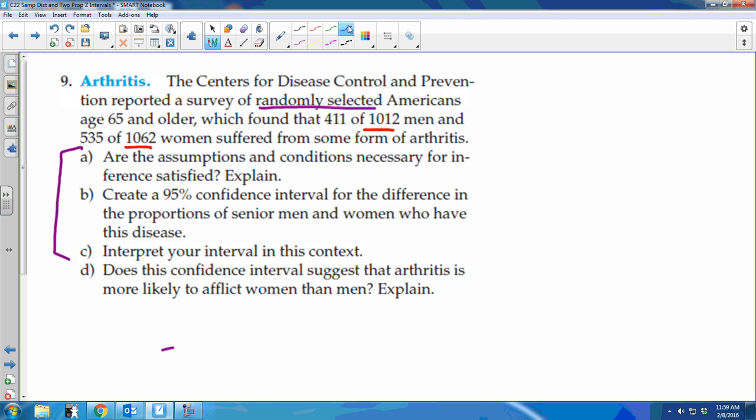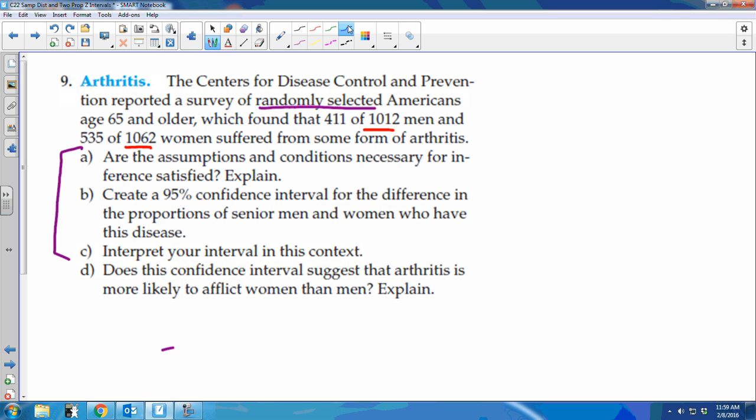All right, 10%. 1,012 men is less than 10% of all men age 65 and older. 1,062 women is less than 10% of women age 65 and older. You gotta say both. Okay? And then the last one is success failure.